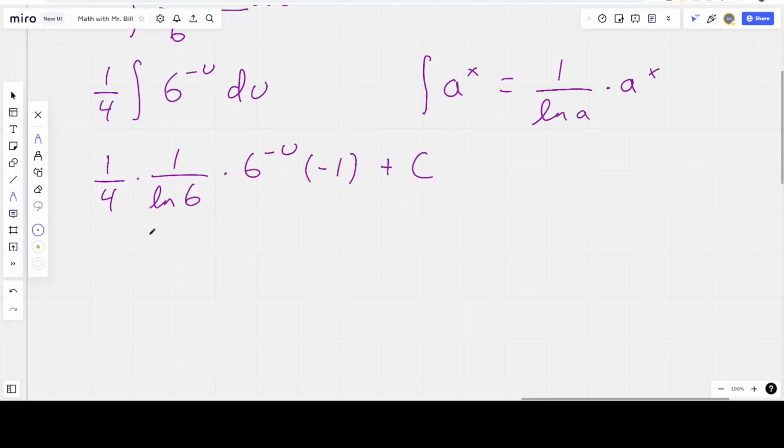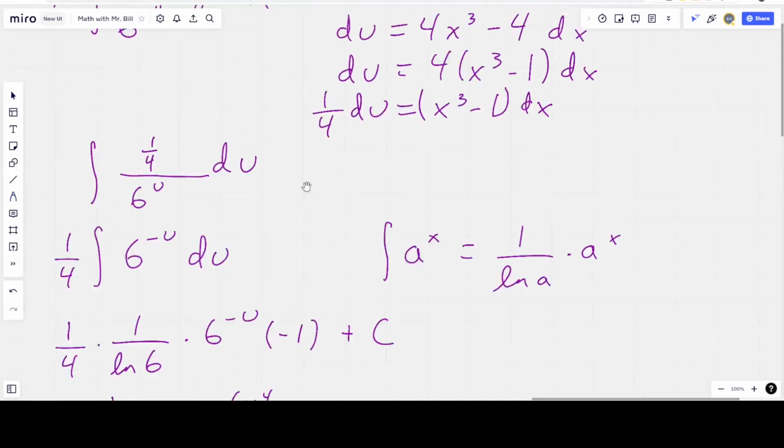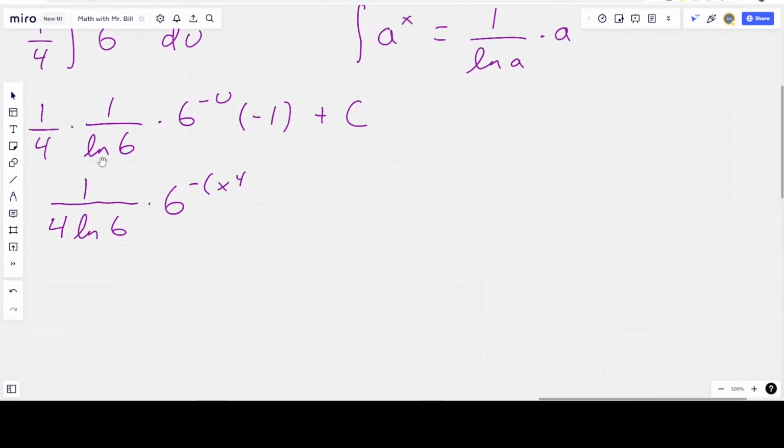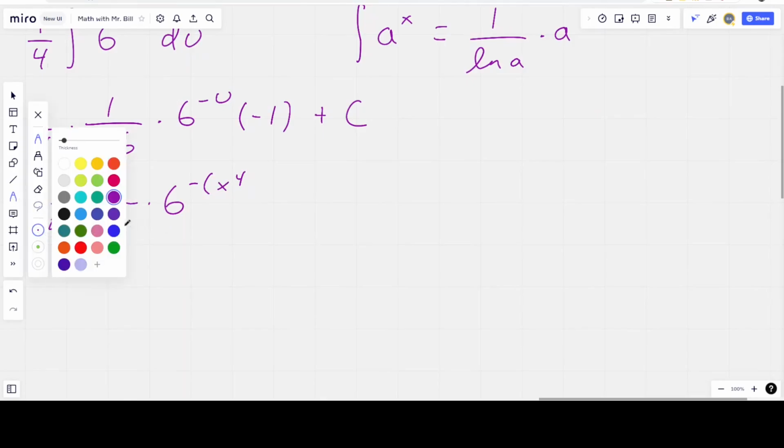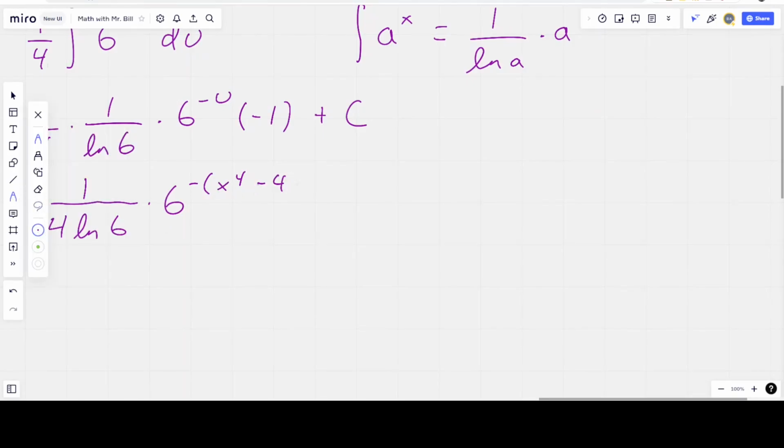So the last thing we're going to do is make this look a little bit better and replace u with our original substitution, which was x to the fourth minus 4x. Plus c. Don't forget about that negative, and that'll go right up there like that. So that's it. That is our solution.